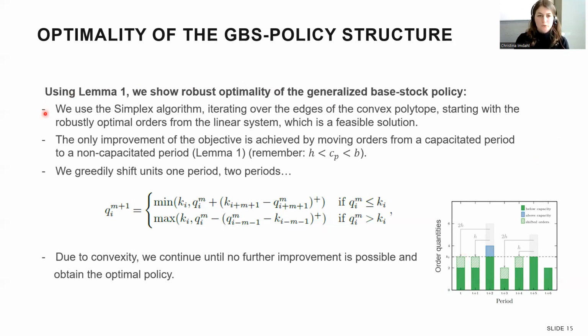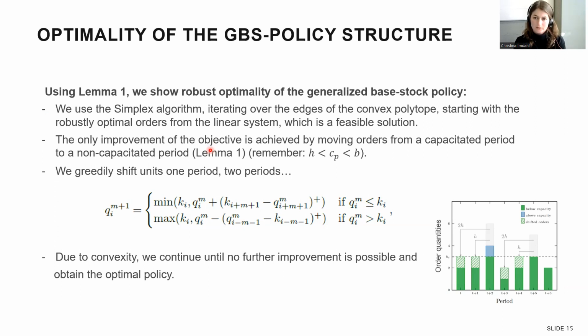To do so, we use a kind of simplex algorithm where we iterate over the edges of that convex polytope that's shaped by these 3 condition sets. We start here with the solution to the linear system. And then we use this shifting idea that we formulated in this lemma 1 by shifting orders always from the capacitated period to a non-capacitated period.